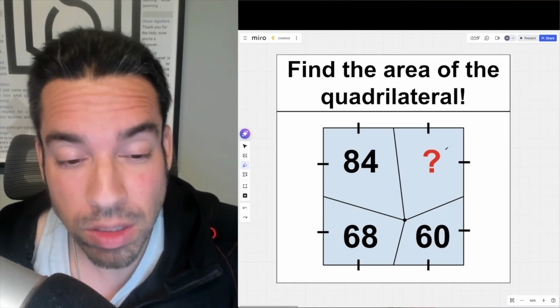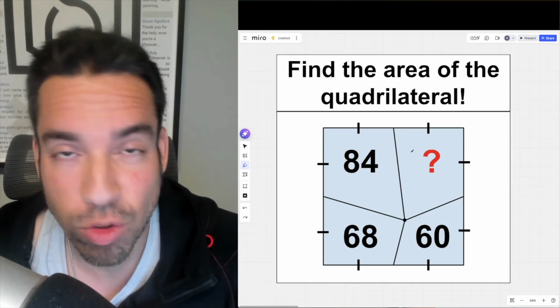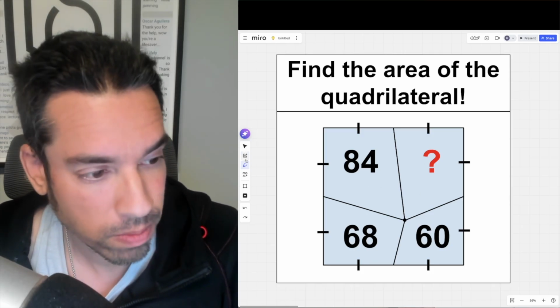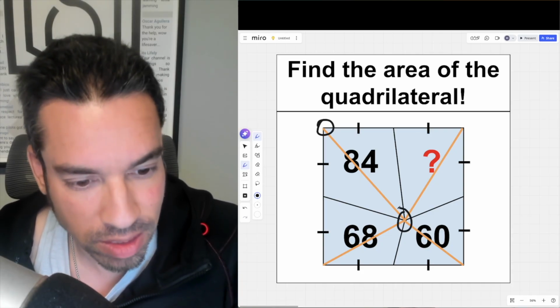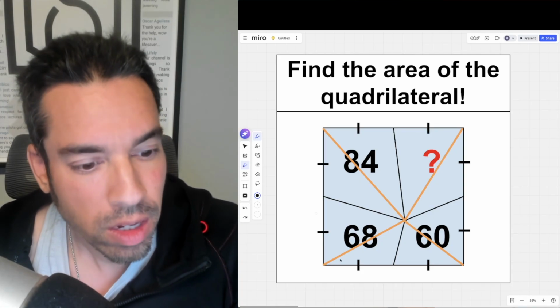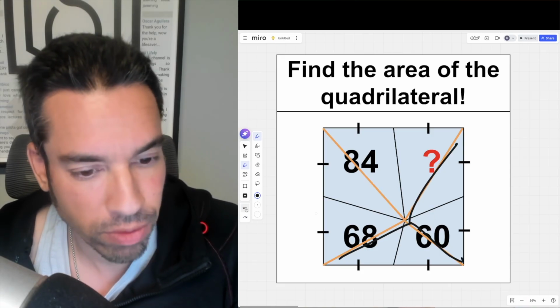All right, to solve a puzzle like this, we're going to need to draw in some additional lines. In particular, we're going to need to create some triangles. So I'm going to do that first. I drew in a line segment from every vertex to this center point right here, and that created four different triangles.